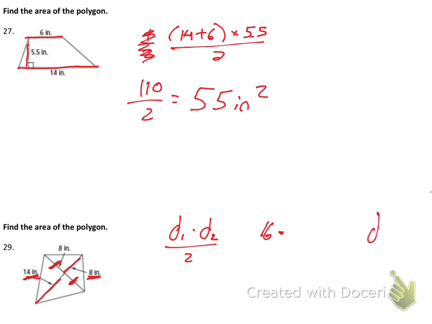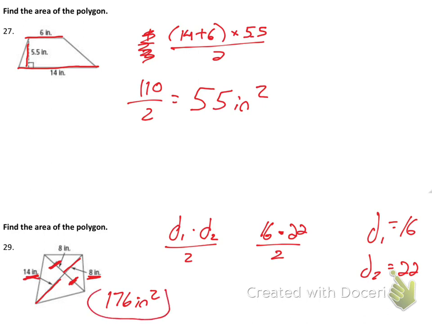If I were to list everything, diagonal 1 is going to be 16, diagonal 2 is going to be 22. So multiply this by 22 and divide it by 2. 16 times 22 is 352. And then I'm going to divide it by 2, and I get 176. And that would be inches squared.